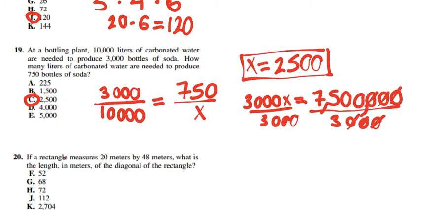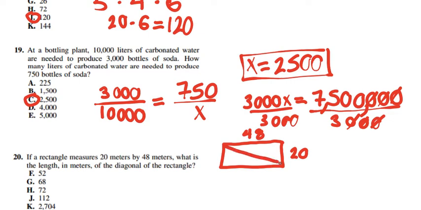Number 20. If a rectangle measures 20 meters by 48 meters, what is the length in meters of the diagonal of the rectangle? So let's say we had a rectangle. And here, this was 20. The top was 48. We could draw a line through here and try to figure this out. This will make a little more sense if I simply draw it like this. Here we have 20. Here we have 48. And we're trying to figure out what x is.